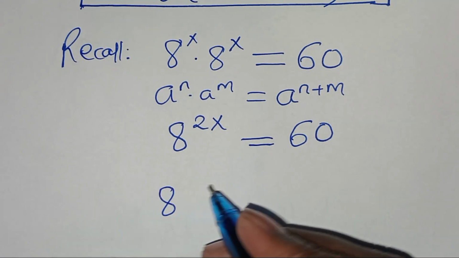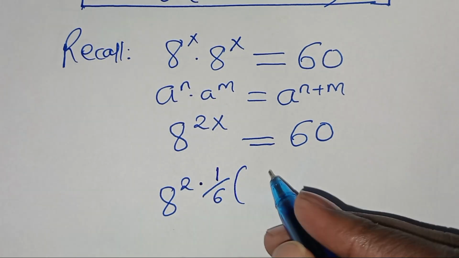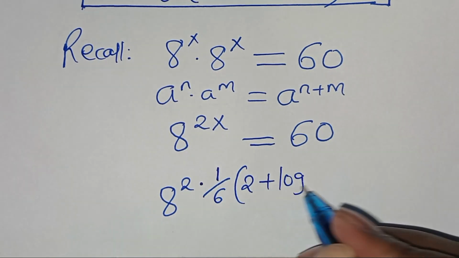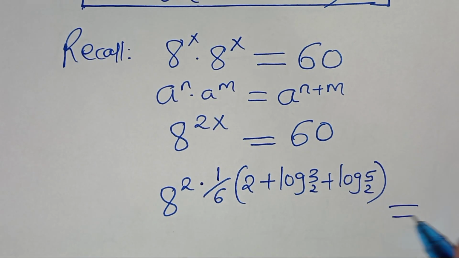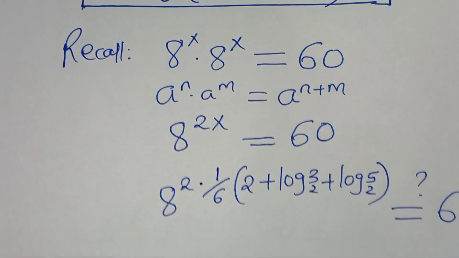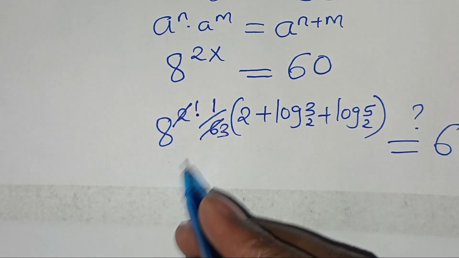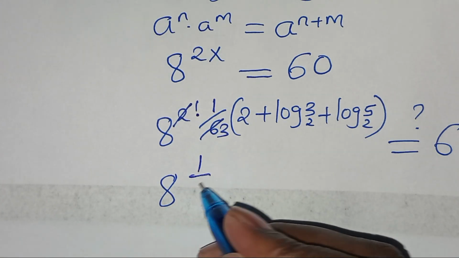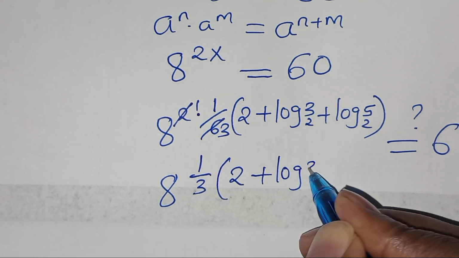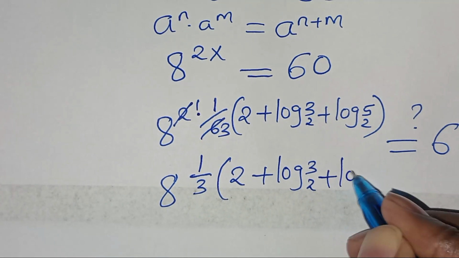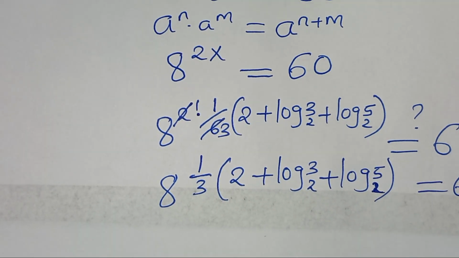So we have 8 to power 2 times x, where x is 1 over 6 into the parentheses 2 plus log 3 to base 2, then plus log 5 to base 2. This is supposed to give us a value of 60. The next step here is that we can simplify 2 by 6, which gives 1 by 3. So we have 8 to power 1 over 3 into the parentheses 2 plus log 3 to base 2, then plus log 5 to base 2. This should give us a value of 60.